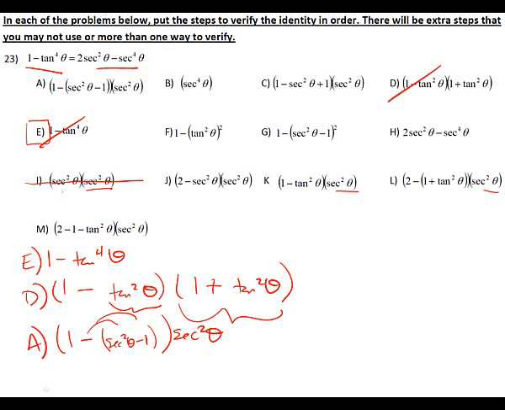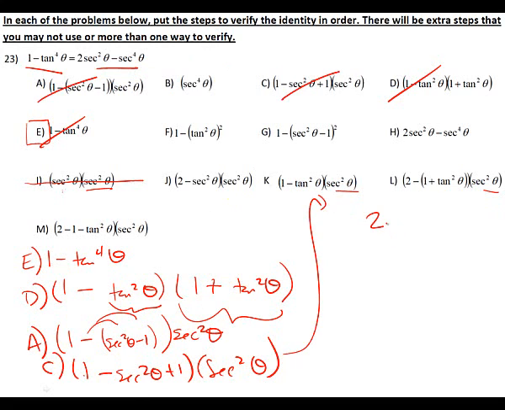Distribute. Again, you're showing every tiny little step, okay? So I should now find one. This is 1 minus secant squared theta plus 1 times secant squared theta. Which one is that? It's letter choice C. So I've done A and I've done C now, okay? What do I get when I add 1 plus 1 together? 2 minus secant squared theta times secant squared theta. Is that one of our choices? It's J.